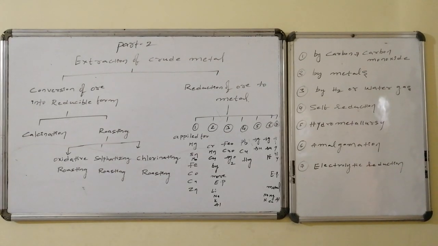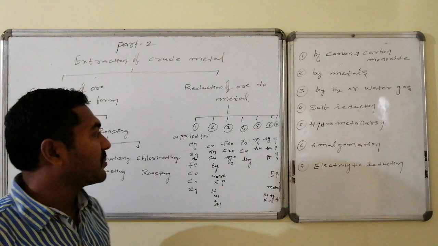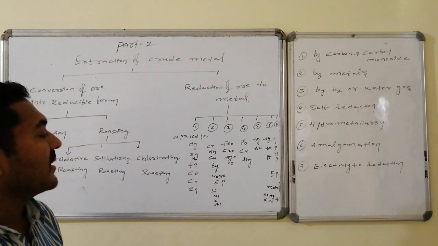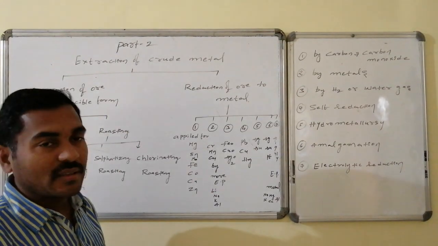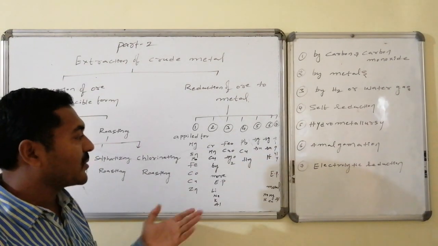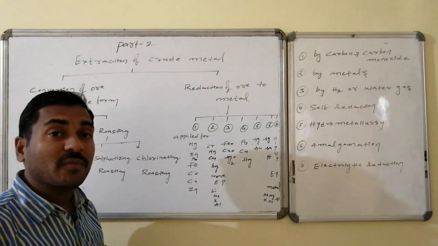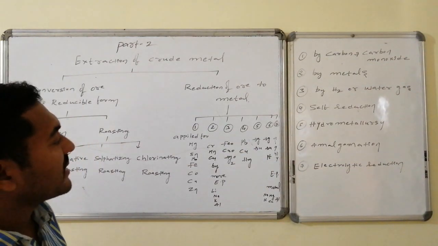Yes, examples for each category. The first one, either carbon or carbon monoxide based reduction is applied for metals like magnesium, tin, lead, ferrous, cobalt, copper as well as zinc. Second one, by using reduction with metals, the less electropositive metal oxides like chromium, manganese, copper are reduced by using more electropositive metals like lithium, sodium, potassium as well as aluminum.